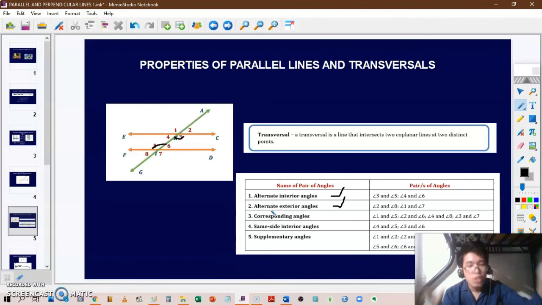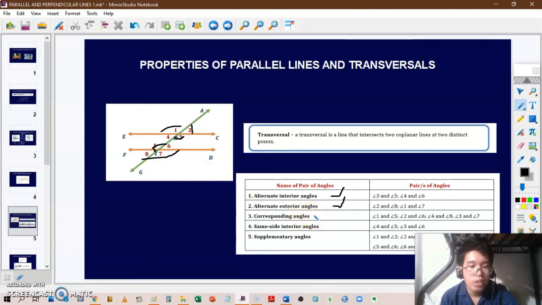Okay, exterior. So they're not inside, of course. When they're not inside, they're outside the parallel lines. So we have here angle 2 and angle 8, and angle 1 and angle 7. Okay, so those are our two pairs of alternate exterior angles for this figure.